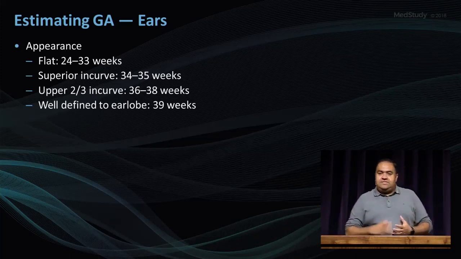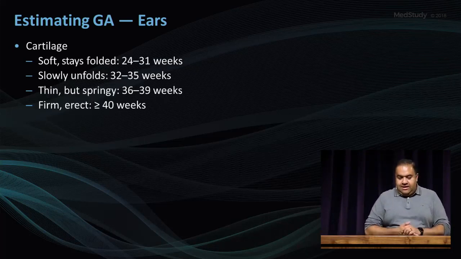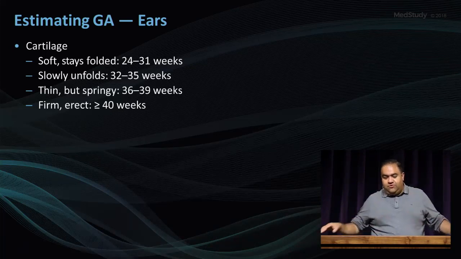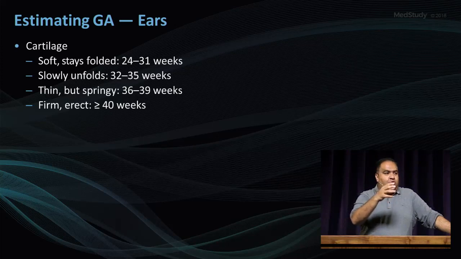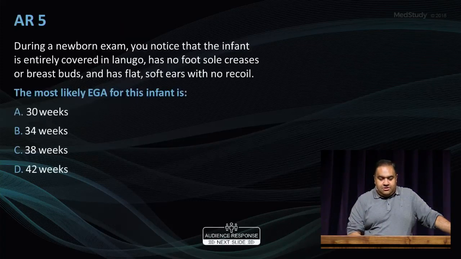So when you start to put these pieces together, you can start to get an idea of what the gestation of the infant may be. And here's that cartilage I was talking about. So soft and stays folded is about 24 to 31 weeks. If it slowly opens back up, like a rose petal, it's about 32 to 35 weeks. If it's thin but has a little bit of pop, it's 36 to 39. But if it really pops back, you're getting up to term.